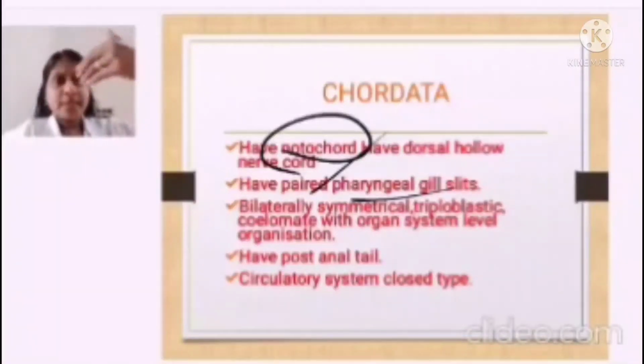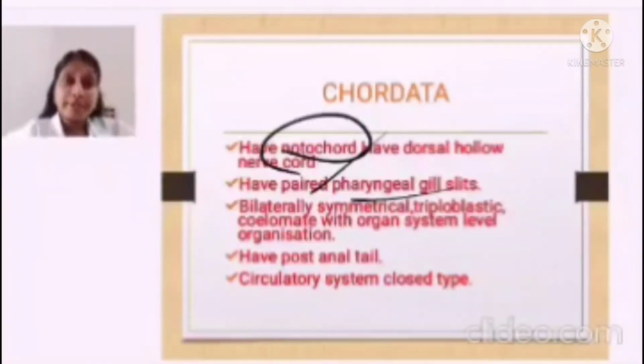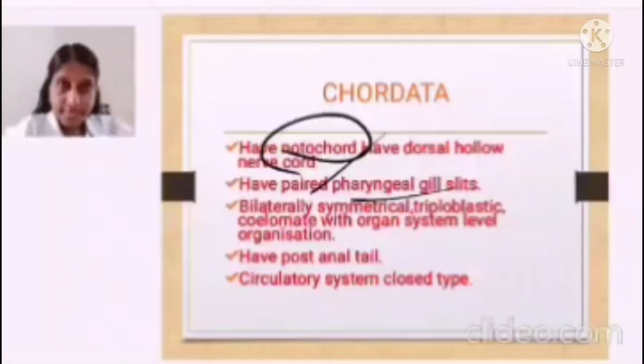Post-anal means backside. Pre means the front, and post means back, right? Now, the circulatory system is closed. Closed means they contain blood vessels like arteries, veins and capillaries.